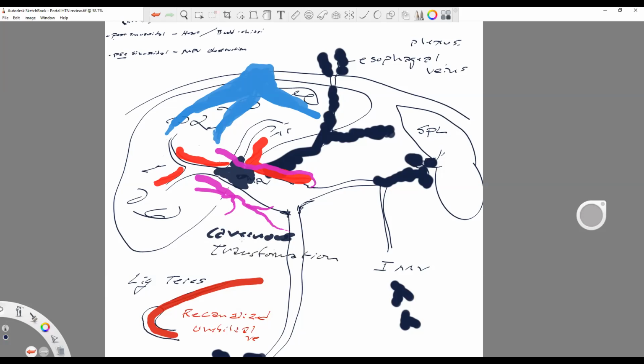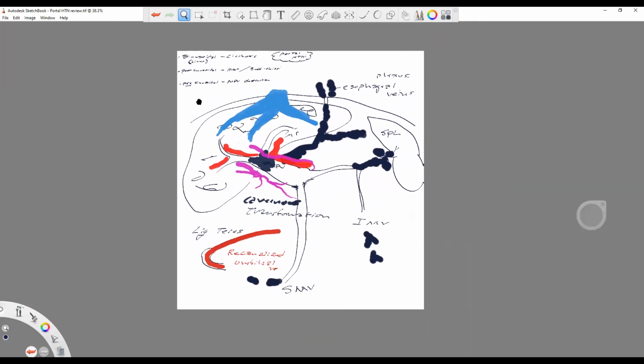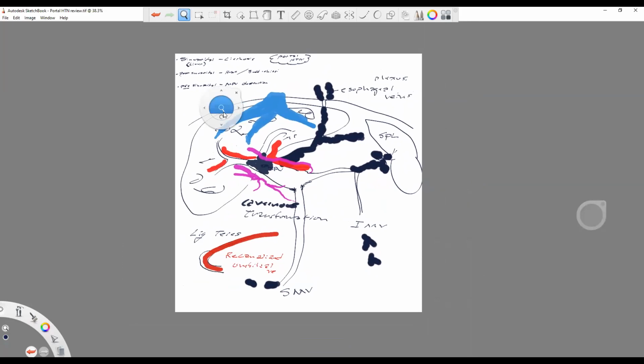Transformation. Cavernous transformation of the portal vein. So these are all things, because I've had a couple of questions lately. What are we actually looking for with the veins? Well, this is what we're looking for.